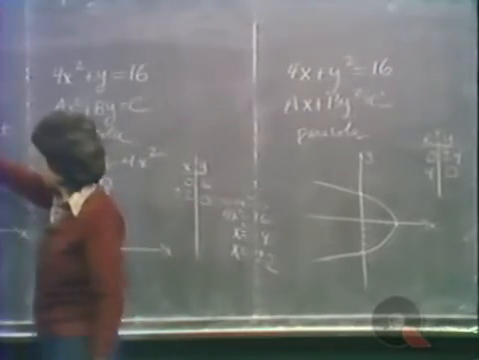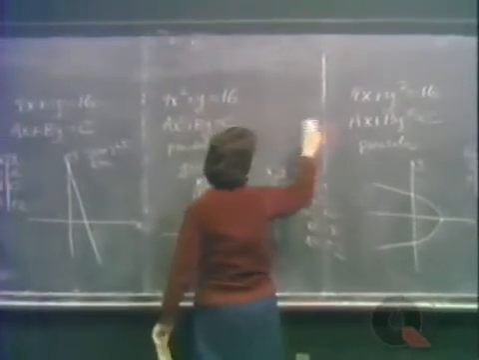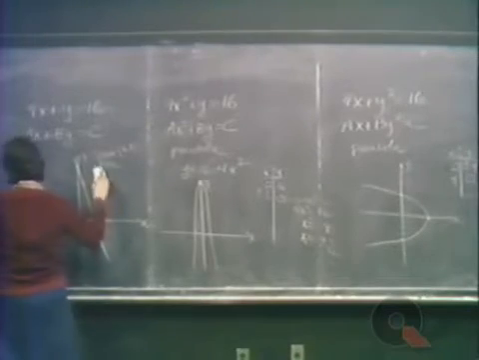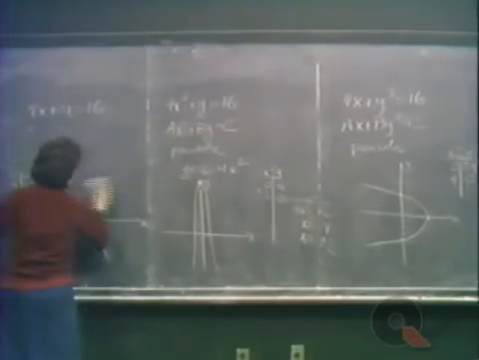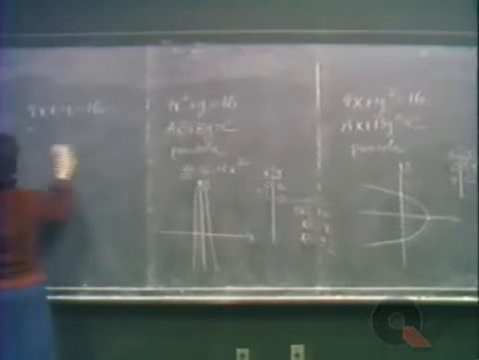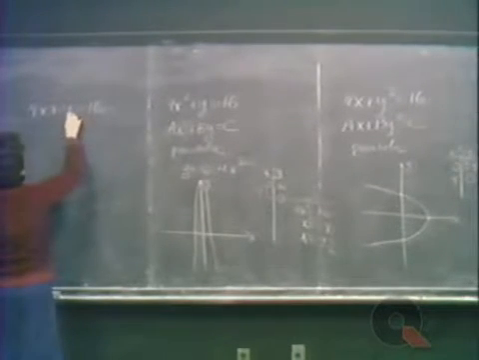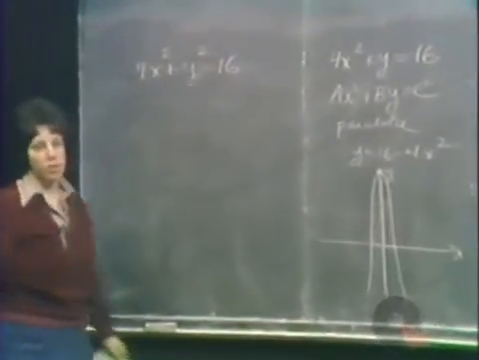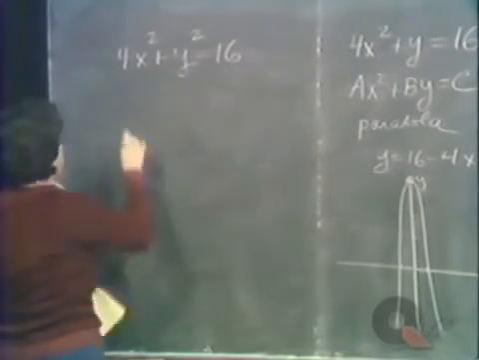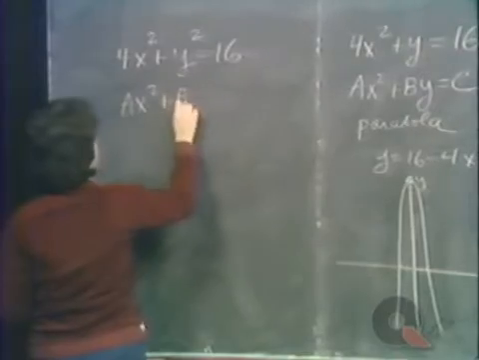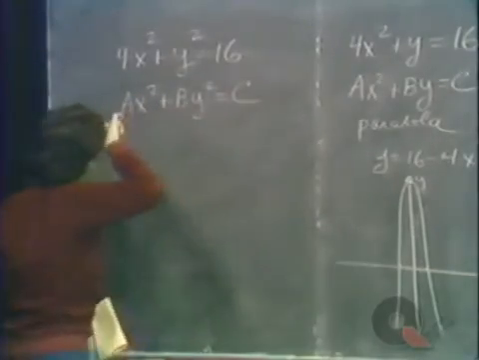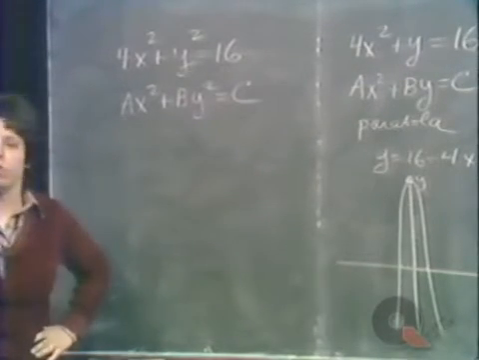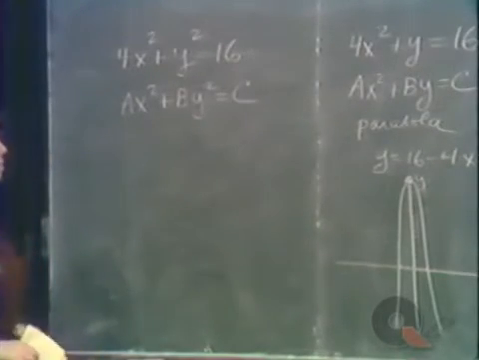Okay, so neither x nor y was squared, a straight line. If one is squared but not both, parabola. Now, what happens if we have them both squared? Let's say, for example, instead of 4x plus y equals 16, let's make it 4x squared plus y squared equals 16. Now, both x and y are squared. In general, when one has an equation of the form ax squared plus by squared equals a constant, okay? Just from the fact that x and y are both squared, we would say that it's either a circle, ellipse, or a hyperbola, or a degenerate form of one of these.